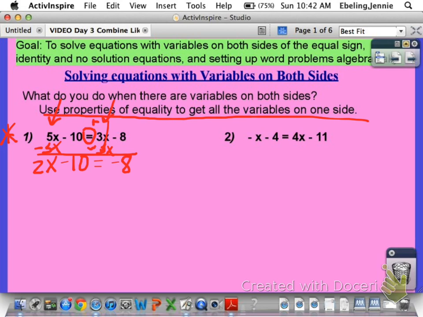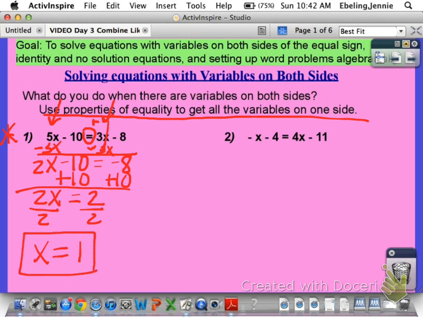Once I get the variables together on one side, it gives me an equation that we had from our day 1 video. So now I need to work with getting the 2x, the term with the variable, by itself. So I'm going to add the 10 to both sides. I get 2x is equal to negative 8 plus 10, which is 2. Now I work with getting the x by itself, so I undo that multiplication, I divide by 2, and I get a solution of x is equal to 1.